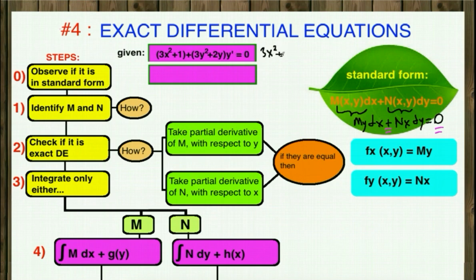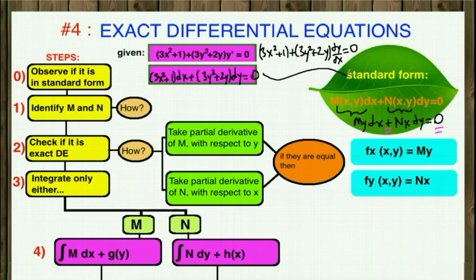So (3x² + 1) + (3y² + 2y) times dy/dx instead of y′ equals 0. Now we're going to multiply the whole equation by dx. So what we get is (3x² + 1) dx + (3y² + 2y) dy, since dx cancels dx here and we leave dy, equals 0. Now this is in standard form.